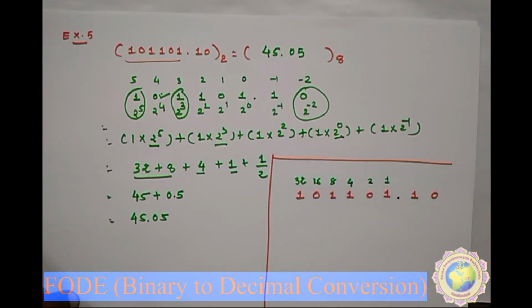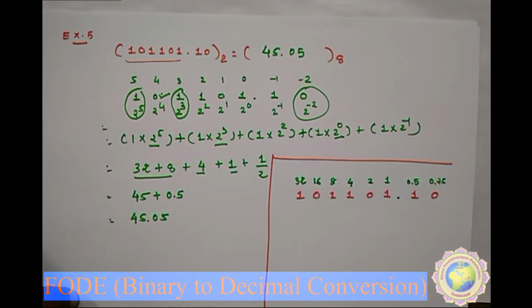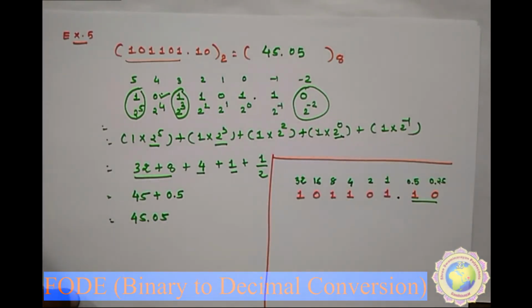Here from the point section you have to divide by 2. So first is 0.5, next will be 0.25, next will be 0.125. Okay. So you have to divide in the fractional part and multiply by 2 in the integer part.